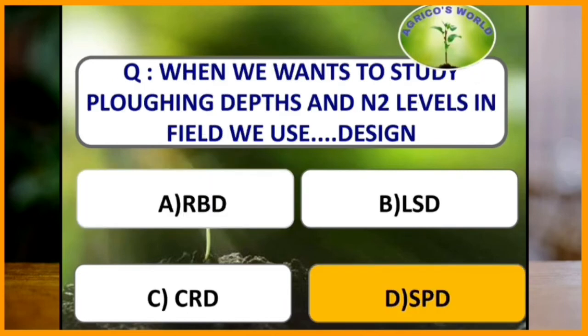When we want to study the ploughing depths and nitrogen levels in the field, which design are we going to use? When we want to study the factor which has a larger area compared to the other factor, we are going to use the split plot design. Here, for studying the ploughing depths and nitrogen levels, we are going to use the split plot design.